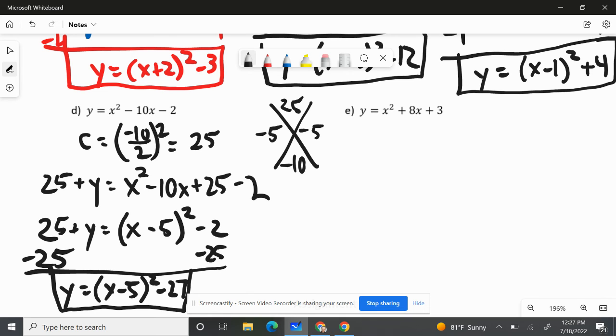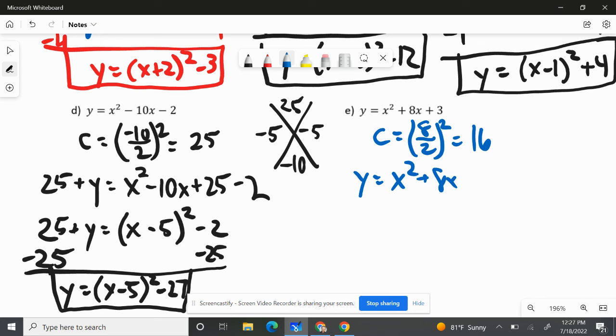For our last one, once again, what we're going to do is find our new c value. 8 over 2 squared. 8 divided by 2 is 4. 4 squared gives us 16. So we have y equals x squared plus 8x plus 16 plus 3. I'm going to add the 16 on the other side.